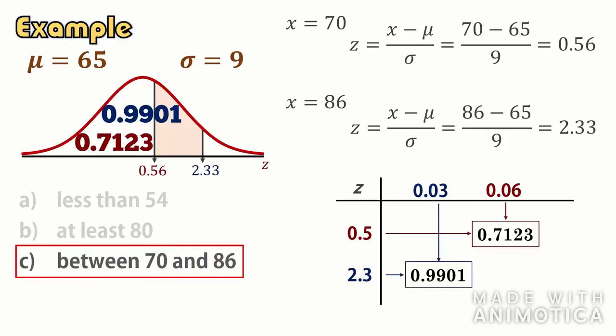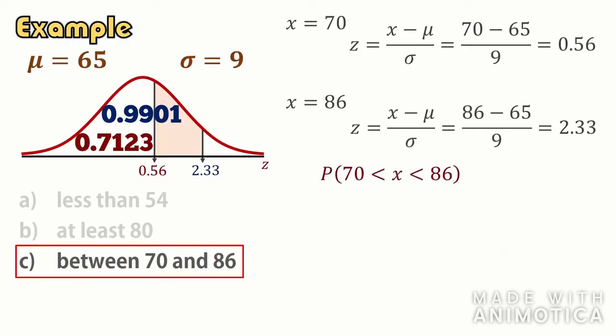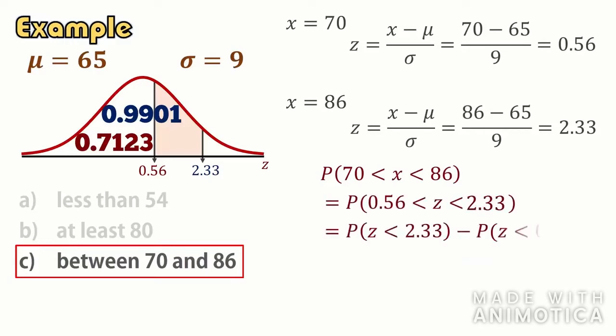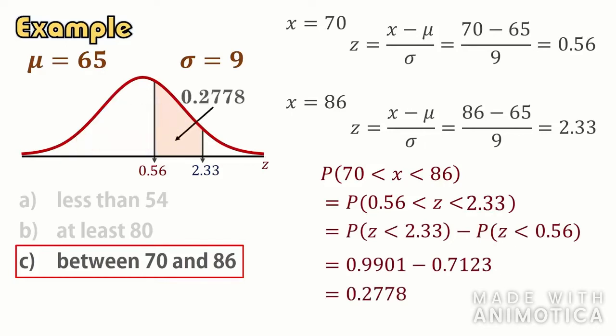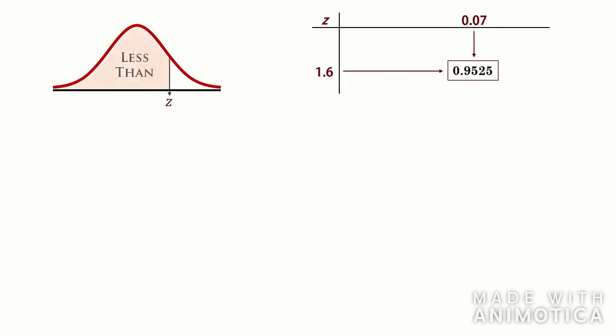So the probability that X is between 70 and 86 is the probability that Z is between 0.56 and 2.33. That is 0.9901 minus 0.7123, which gives 0.2778 or 27.78%.